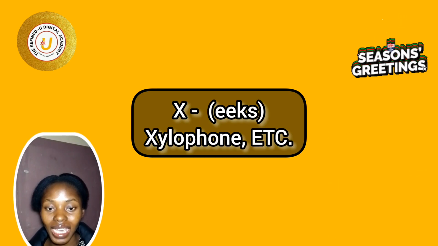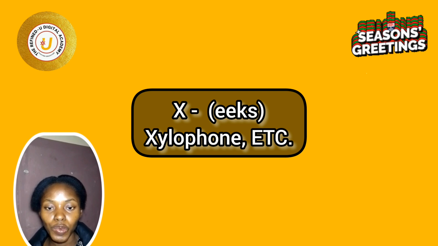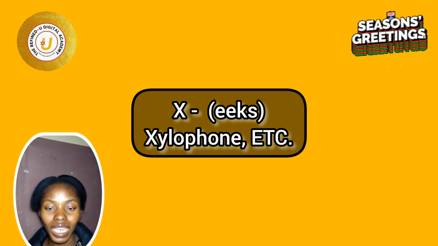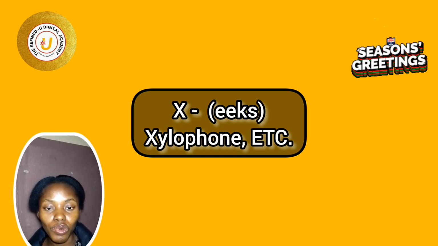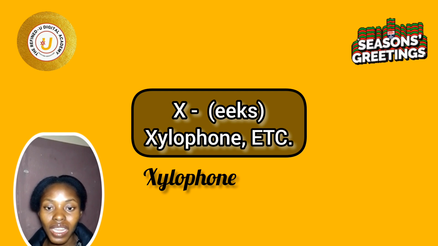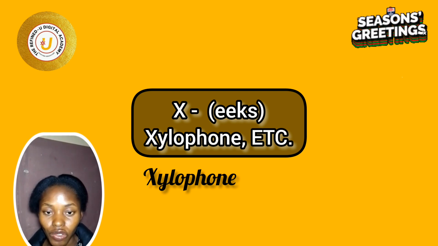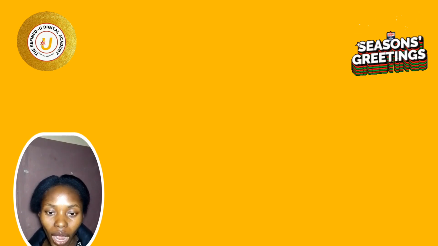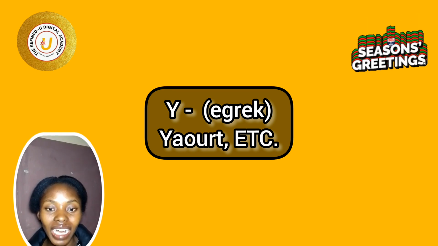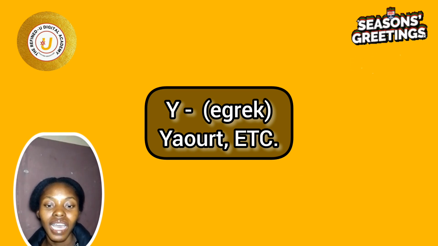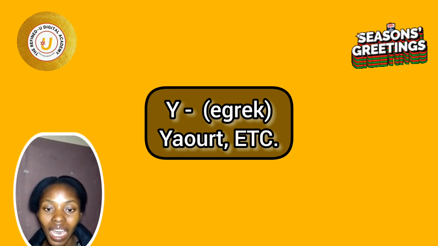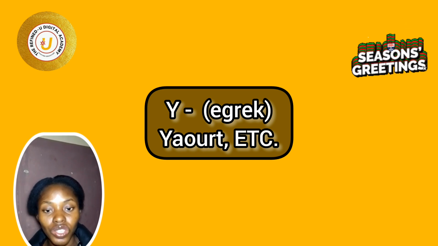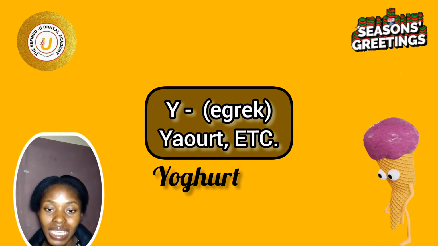X is called X in French, and it is pronounced as X, just the way it is in English. And we have an example, xylophone. Then we are moving on to Y. Y is called Y in French. And an example we have is things like yaourt, which is yogurt. So it is pronounced yi.